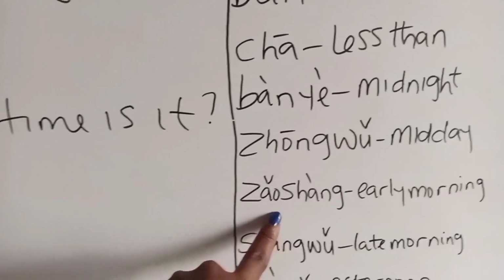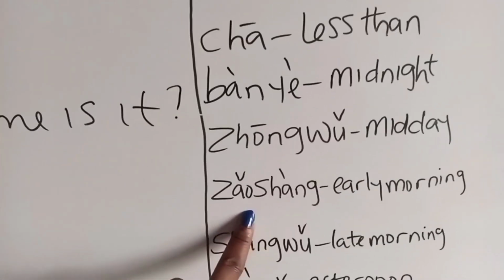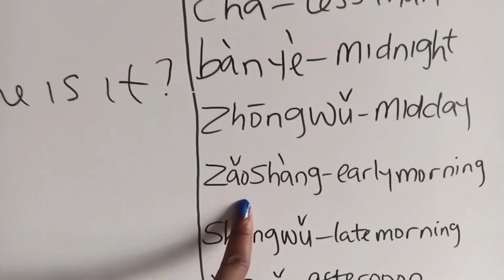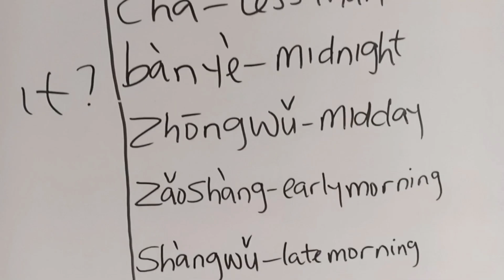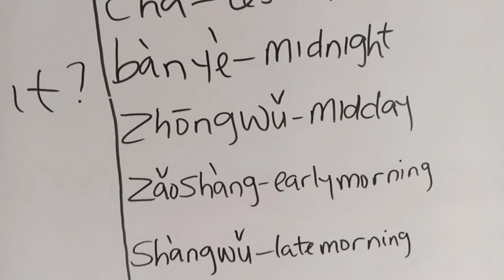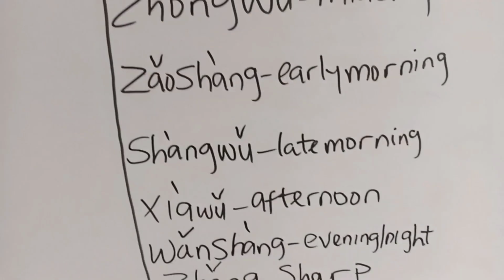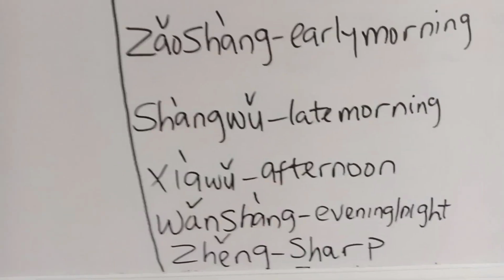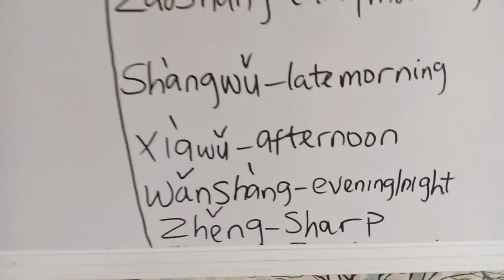This is 早上. 早上 is early morning. When someone tells you 早上好, it is very early in the morning, from say 1 a.m. to 8 a.m. or so. 上午 is late morning, say from 9 a.m. and 下午 is afternoon. 晚上 is evening and night. The word for evening is 晚上. The word for night is 晚上.